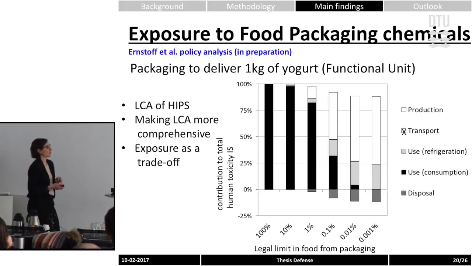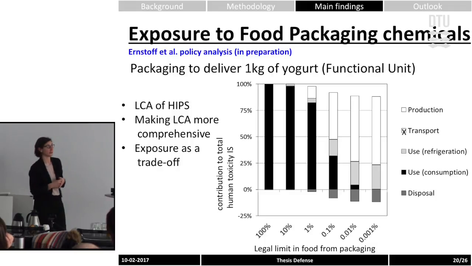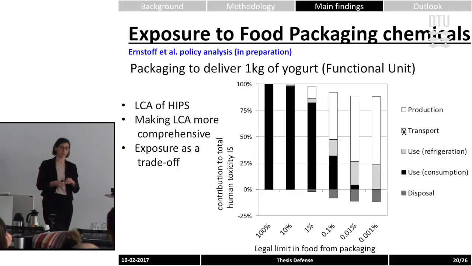And you can see that when we're at 100% of the legal limit, the black bar is dominating all of the contribution to the total human toxicity impact score. This means that if we're at the legal limit for this, in this case, it was 20 chemicals in high-impact polystyrene, then we're dominating the human toxicity impact score of the life cycle. However, if we go down to 0.001% of the legal limit, then it's quite clear that actually production is dominating the potential human toxicity in the life cycle.